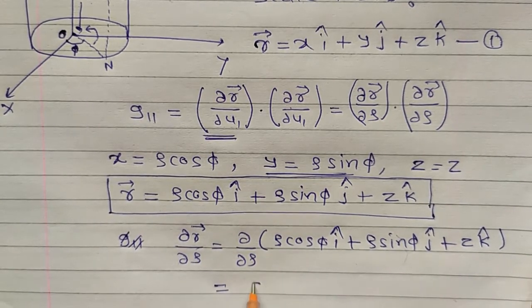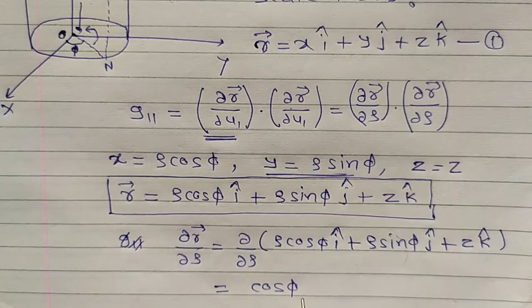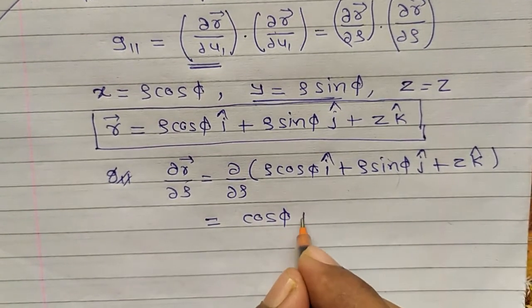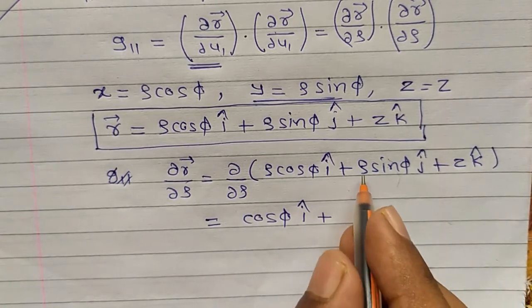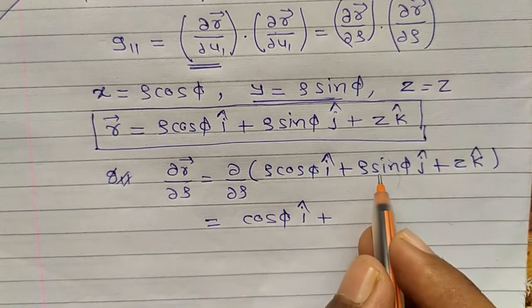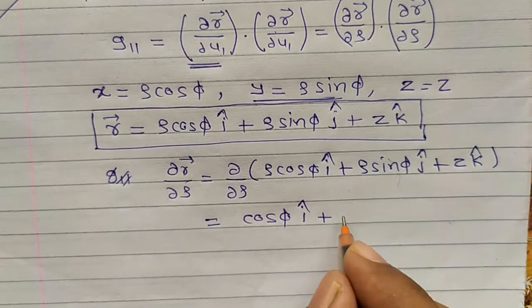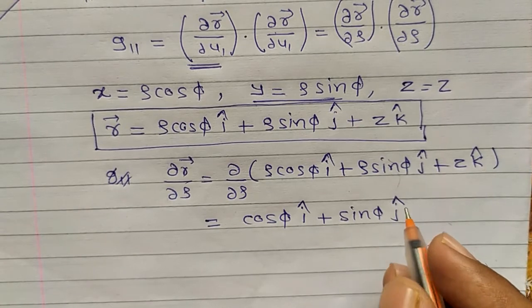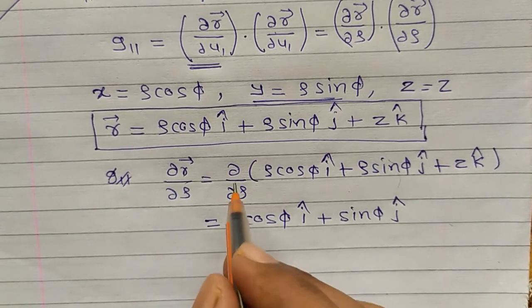It will be cos phi. Cos phi will be as it is because it does not contain rho. Then I cap. Here again the derivative of rho will be 1. Here also the derivative of rho is 1 with respect to rho, right? Then it will be sin phi j cap.